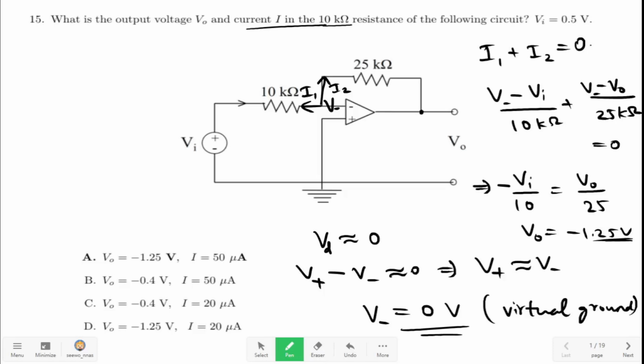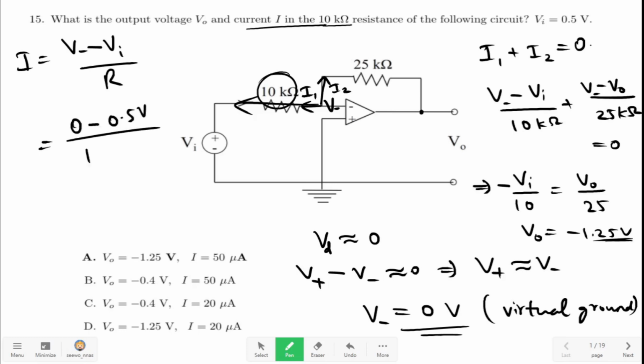Now let us find the current flowing through this 10 kilo ohm resistance. It is asked, current I in the 10 kilo ohm resistance. I is equal to, let us say current is flowing in this direction, then we will have (V minus minus Vi) divided by R. This will be the current. V minus is 0, 0 minus Vi is 0.5 volt divided by R is 10 kilo ohm. So this is equal to 50 microampere.